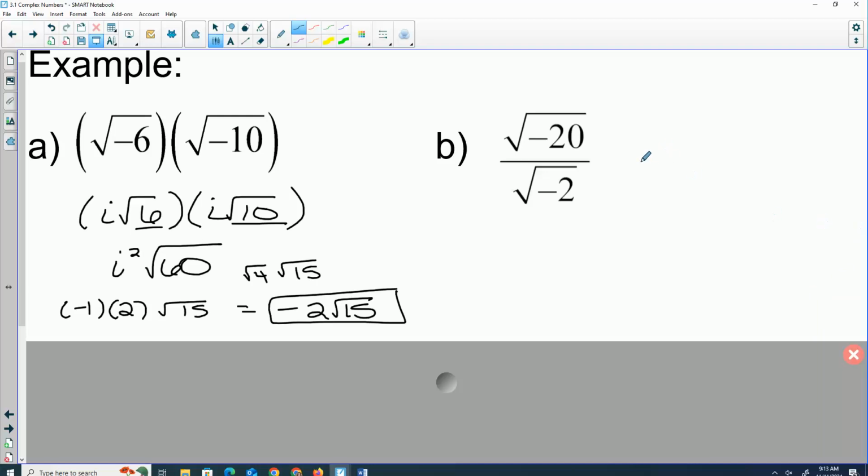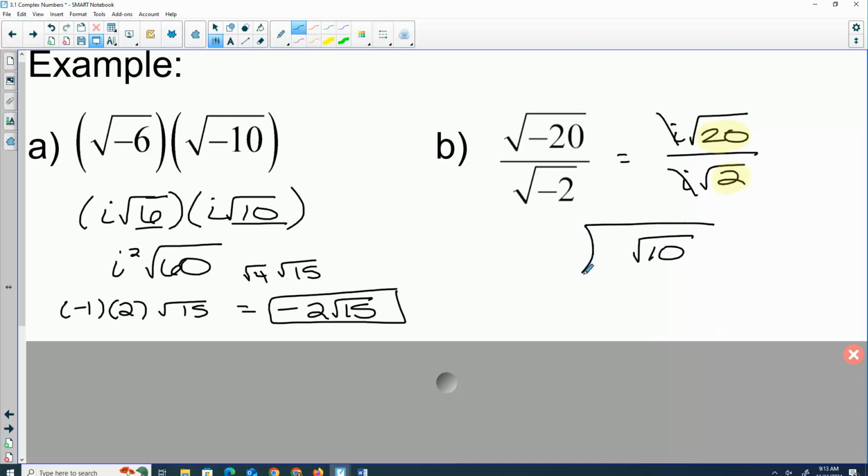Alright, B. If I'm dividing, what should I do first? Figure out the i. So that would be i radical 20 over i radical 2. What happens if you're dividing those i's? They cancel. When we were multiplying, if both numbers were under a radical, we could just multiply, and the same is true for dividing. Since both of these are under a square root, we can just divide. 20 divided by 2 is 10. So we get the square root of 10, and that doesn't reduce.